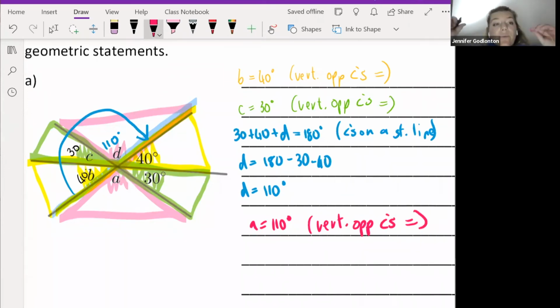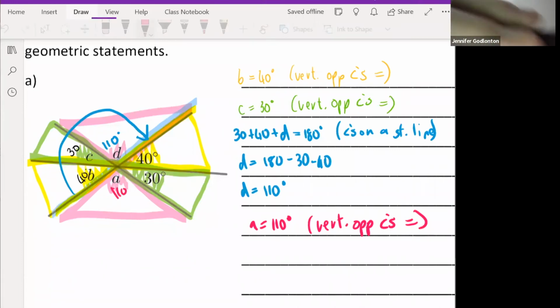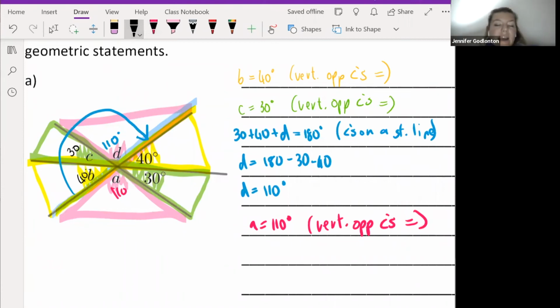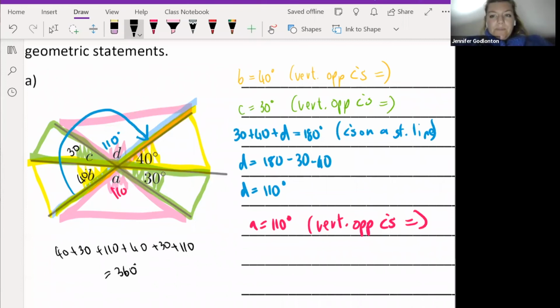Now if you're worried that any of your answers are wrong, right at the end, because remember you have your calculators with you, just add up all of your angles. You have 40 plus 30 plus 110 plus 40 plus 30 plus 110. And if you don't get 360 degrees, then you know you've made a mistake somewhere and you can go and fix it.